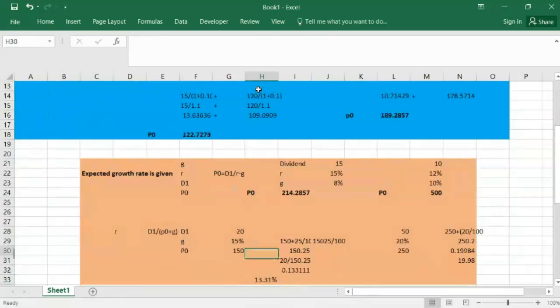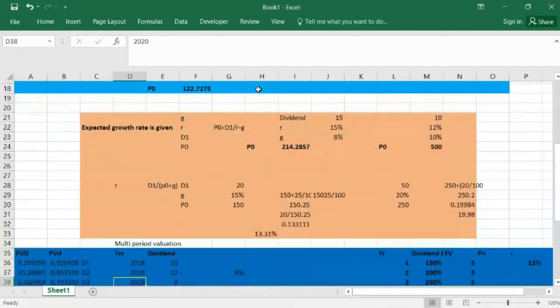The second one, the same single period valuation model, if the growth rate is given year on year, then how does it tend to change? It is compared to the rate of return expected by the investor and the expected growth rate. What would be the exact rate at which the securities are available in the market? It is calculated here.